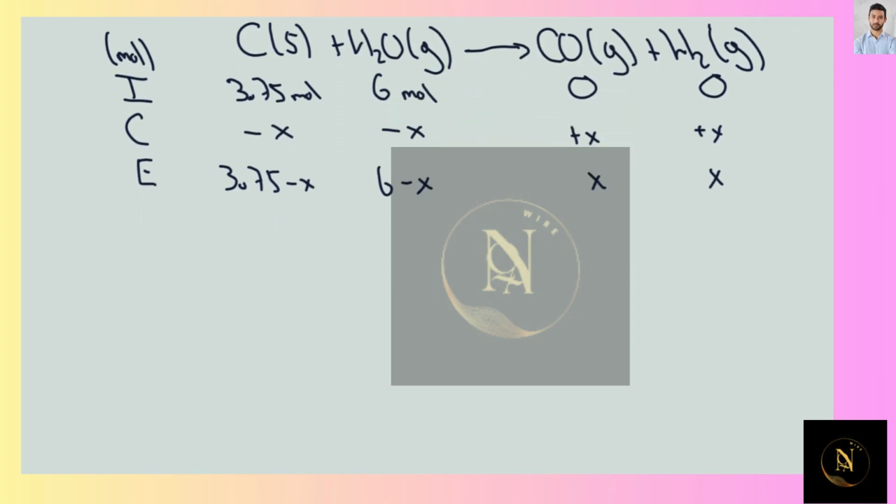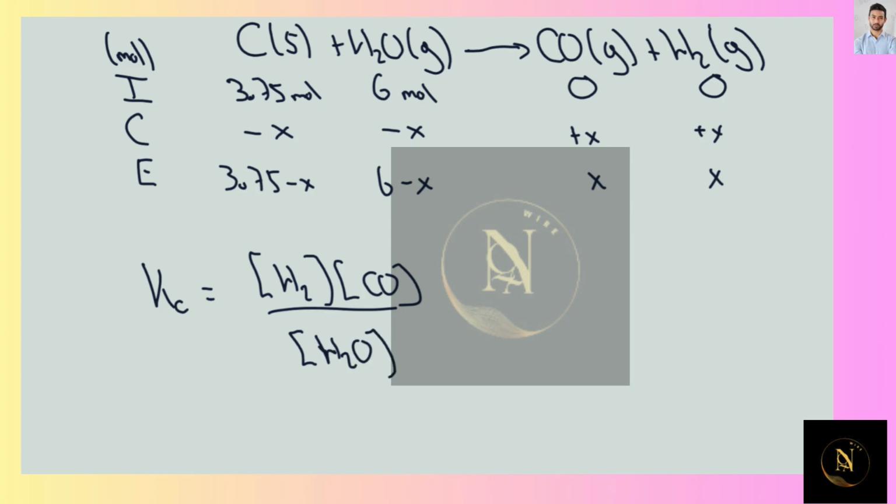So first of all, let's write the value for Kc. Remember that for equilibrium constants, we don't consider any condensed phases because they are not going to enter into the equilibrium equation. So in this case, the value for Kc is going to be equal to the concentration of hydrogen times the concentration of CO divided by the concentration of water that we have on our vessel.